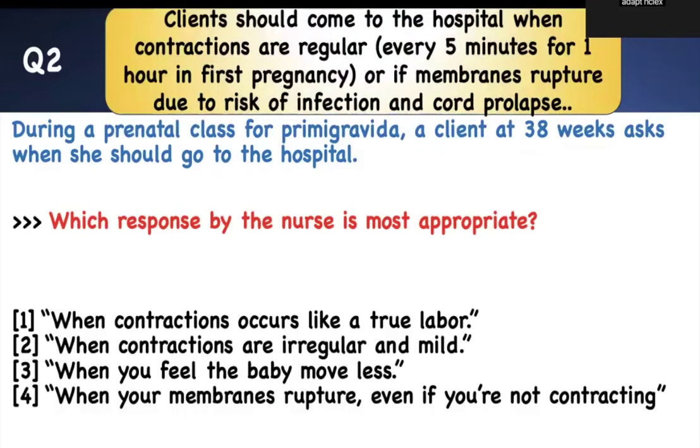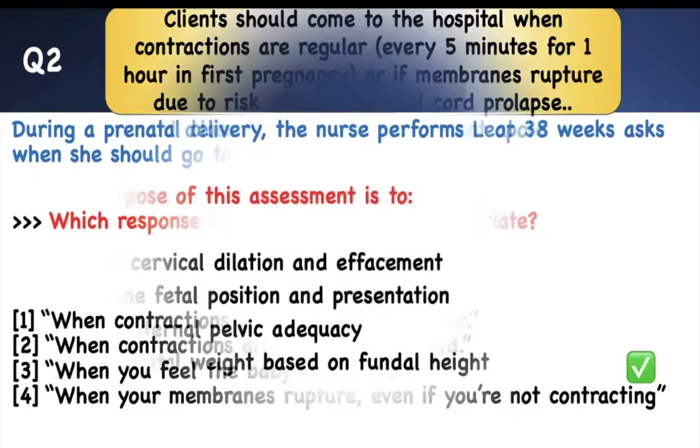Clients should come to the hospital when contractions are regular, every 5 minutes for the first hour, right? That is the key because it's a regular contraction. And if membranes rupture, due to the risk of infection and cord prolapse, therefore, that is the right answer, the best answer, and the most appropriate response from the nurse.